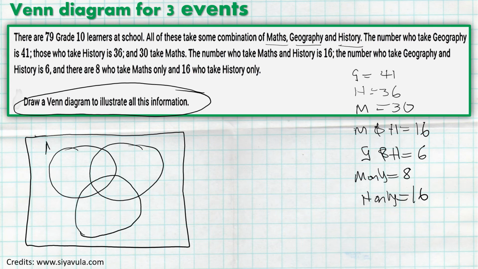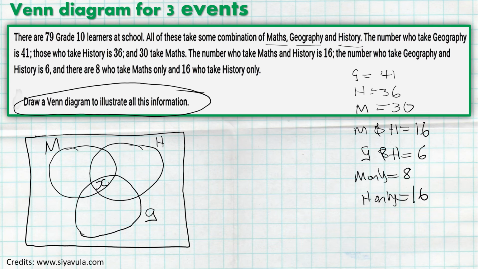Okay, so we have math, we have history, we also have geography. Remember we said when you sketch a Venn diagram you must start at the intersection of all 3, right? So you start there in the middle. How many learners take all of math, history, and geography? You were not given that, right? So you're just going to put X.